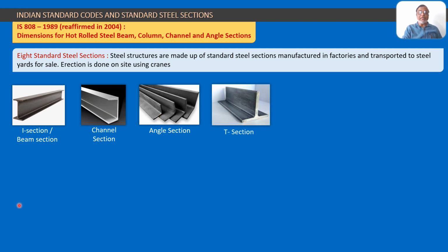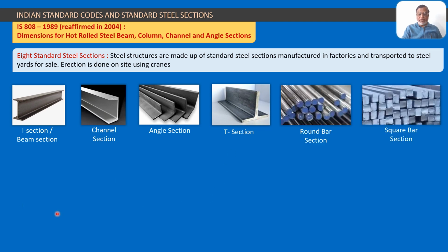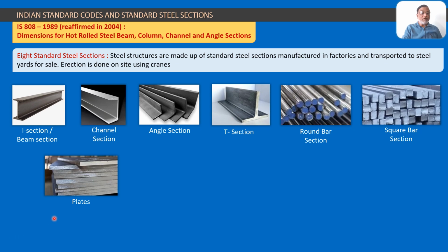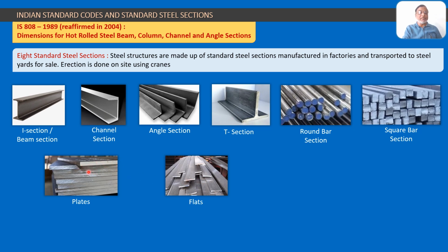Now there is a T section. We see a T cross section. Then there are round bars. You can see the bars are here, round bars, round cross section. Then square bars. The cross section of bar is a square. Then we have steel plates. We have steel flats also. You can see that the plate is having its width and thickness much bigger than the steel flats.